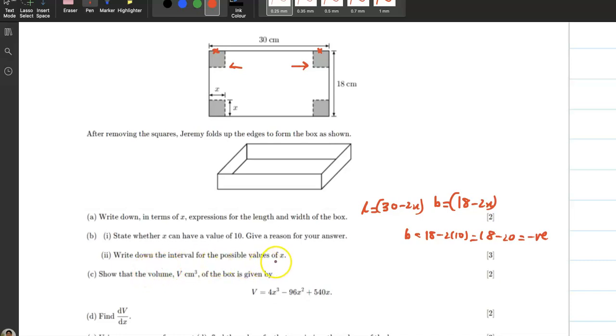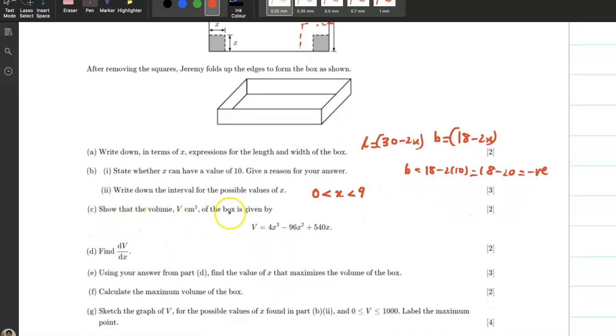Write the interval for the possible values of x. So what is the smallest value x can take and what is the biggest value x can take? x is a square side, no? So the smallest value is obviously 0. And the largest value is 9, because it can't be more than 9. Half of 30 is 15, but the breadth will consume this. So 0 to 9 basically. Don't include 0, don't include 9 as well. Okay?